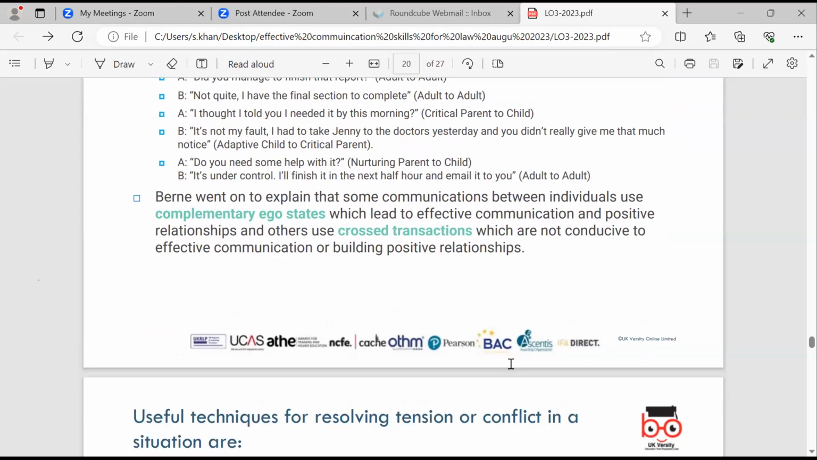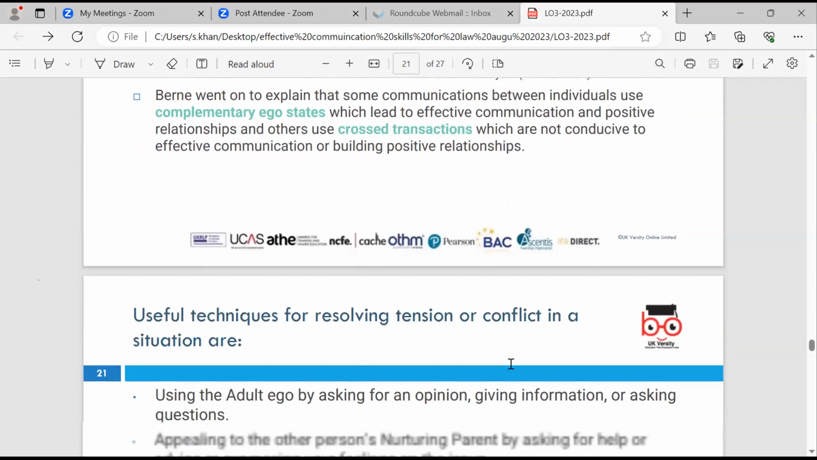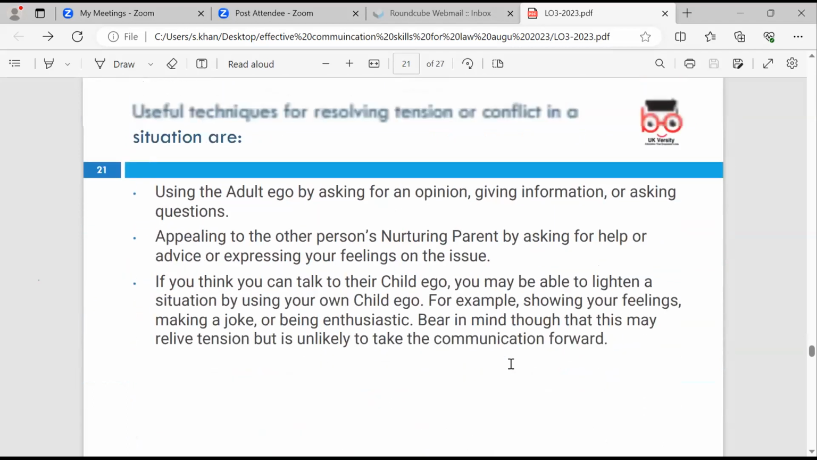Berne went on to explain that some communications between individuals are complementary ego states, which lead to effective communication and positive relationships, and others are crossed transactions, which are not conducive to effective communication or building positive relationships. Useful techniques for resolving tension or conflict: using the adult ego by asking for an opinion, giving information, or asking questions. Appealing to the other's nurturing parent by asking for help or advice, or expressing your feelings on the issue.